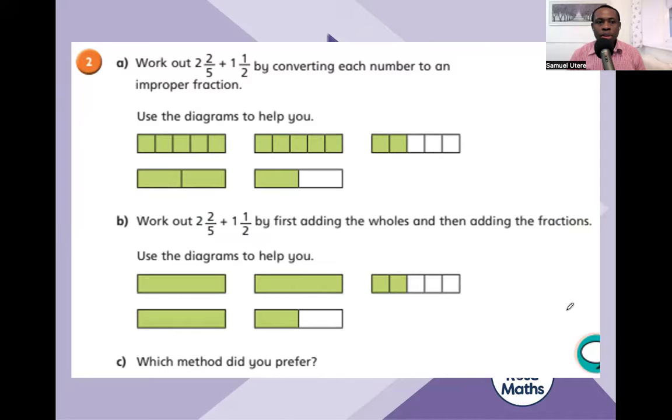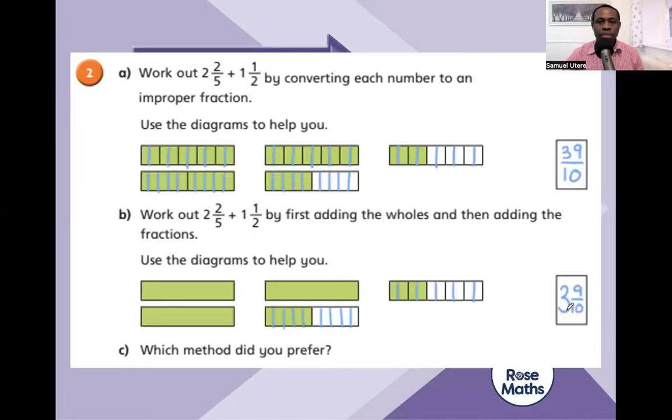Assuming you've paused the video and you've answered question 2, here are the answers. Let's discuss them. So here you were asked to work out 2/5 plus 1.5 by converting each number to an improper fraction. Now, by now, you should know how to do that. I'll just do the conversion and I'll let you finish the calculation and check that the answer has to be 39 over 10. Maybe you went further to change your answer to a mixed number.